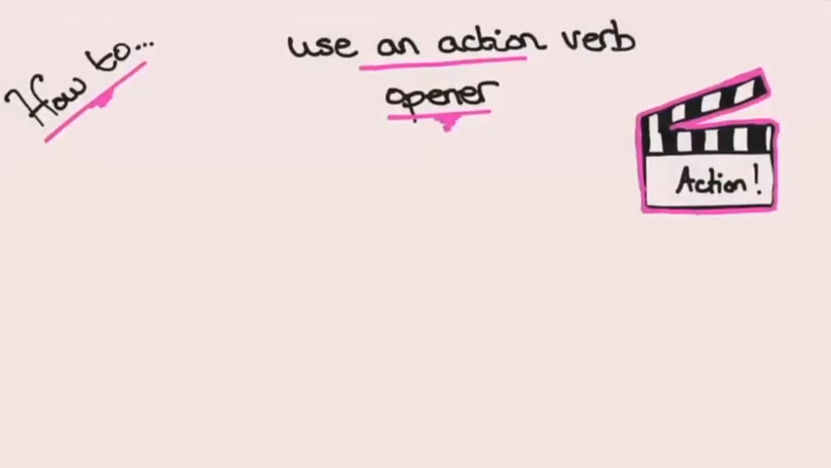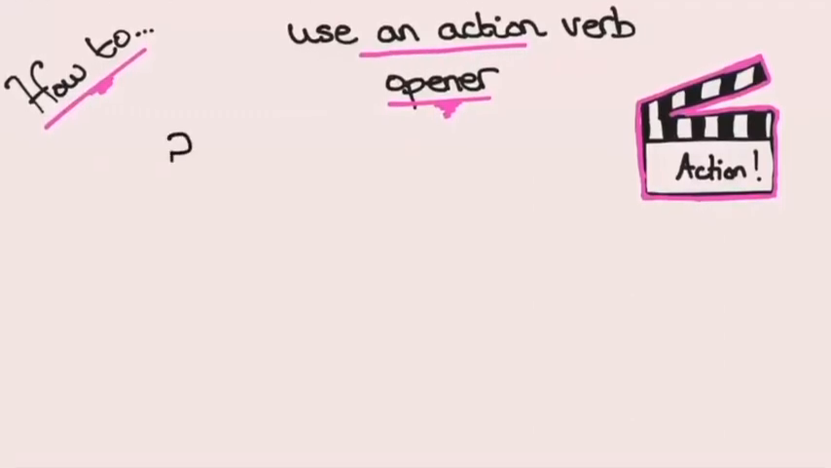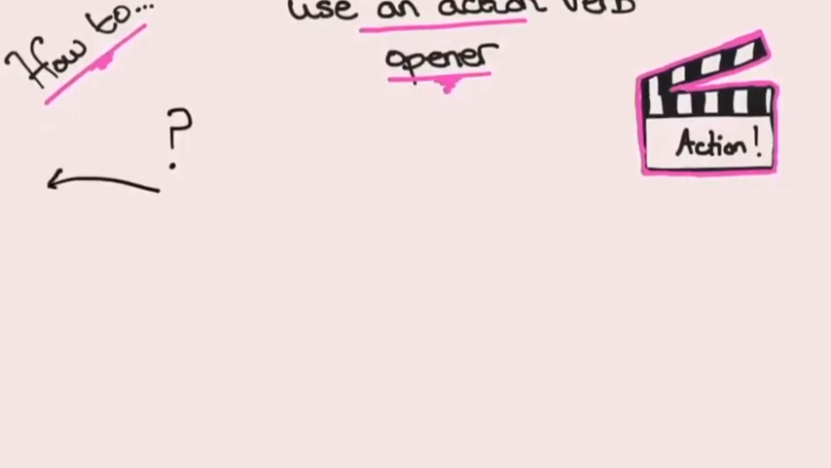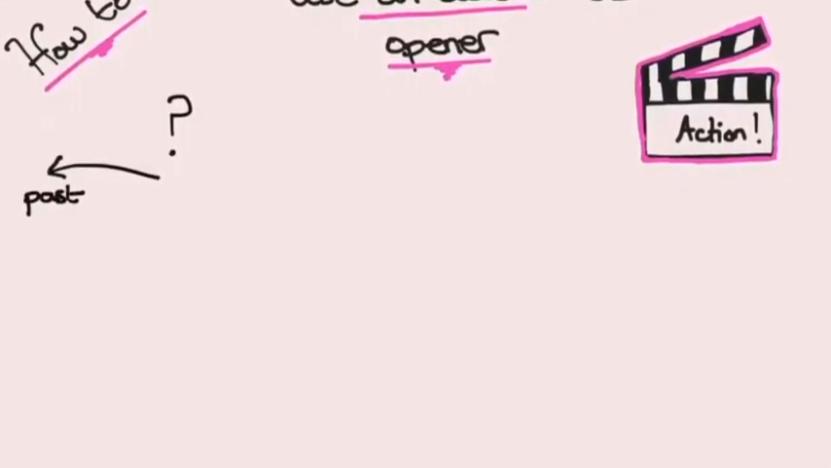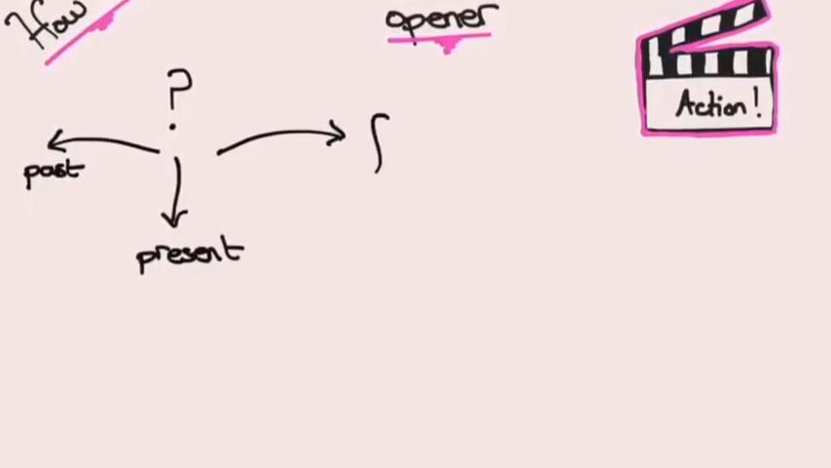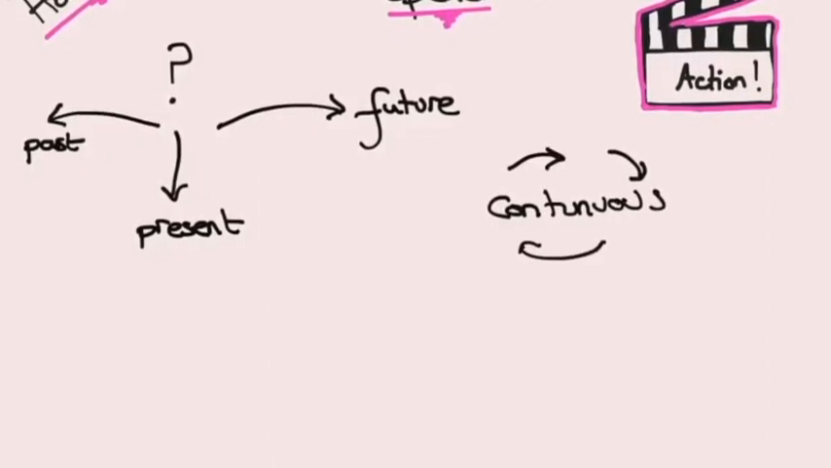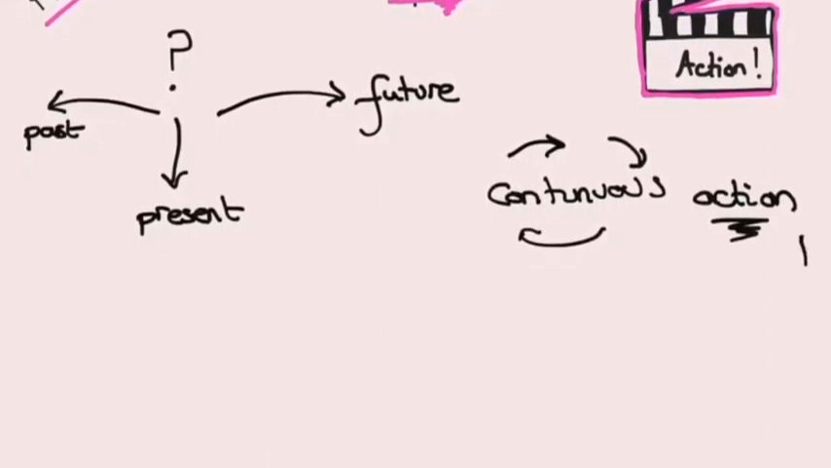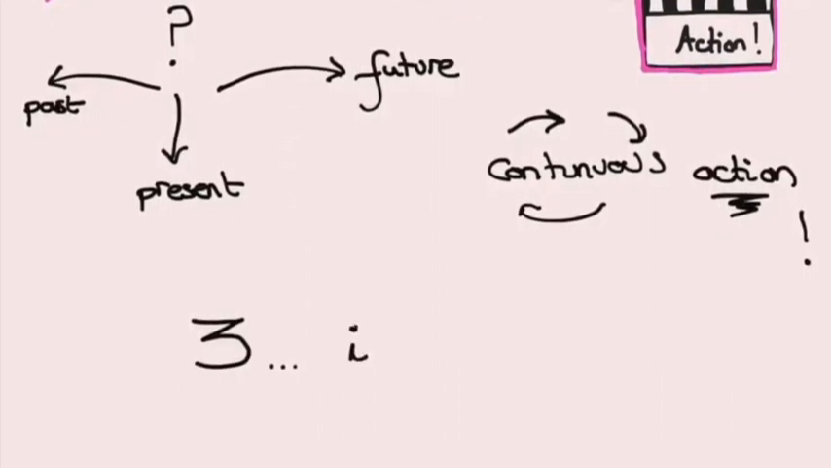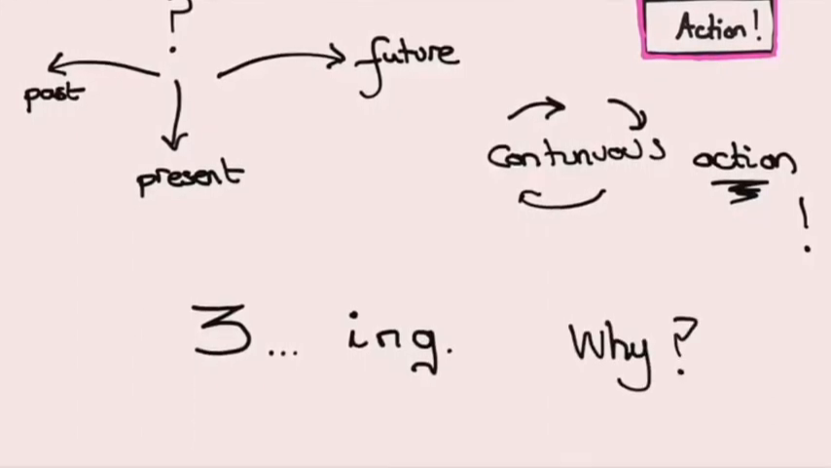Alright everyone, today we're learning how to use an action verb opener. First things first, what is an action verb? An action verb is a movement or action which began in the past, is currently happening in the present, and may even continue to happen in the future. An action verb denotes continuous action and movement. And to spot an action verb, all you have to do is look for three easy breezy letters, I, N, G. But why use an action verb opener? Let's find out.